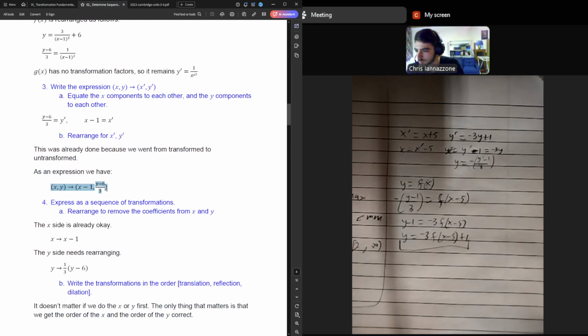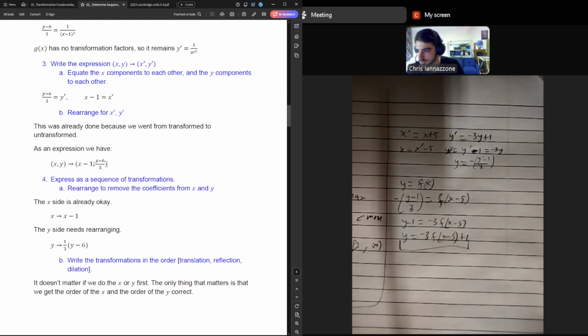If you then want to formalize that a bit, you might use this sort of point notation system where you say xy is being mapped to x take 1, y take 6 on 3. That's one way you could express it. And that might be where your question ends. It might just say figure out the mapping.